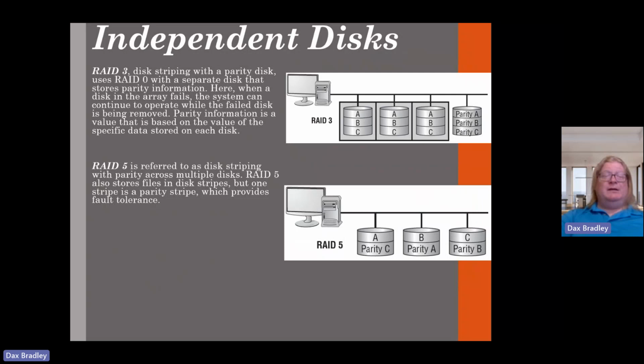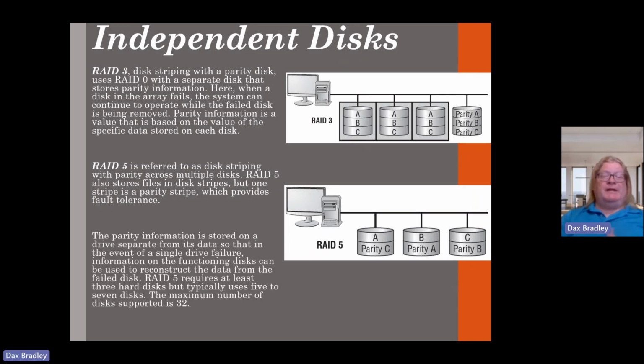In RAID 5, that is referred to as disk striping with parity across multiple disks. RAID 5 also stores files in the disk stripes, but one stripe is for parity, and that provides fault tolerance. The parity information is stored on a drive separate from its data, so that in the event of a single drive failure, information on the functioning disks can be used to reconstruct the data from the failed disk. And RAID 5 requires a minimum of 3 hard disks, but typically it uses 5 to 7 disks. The maximum number that's supported is 32.